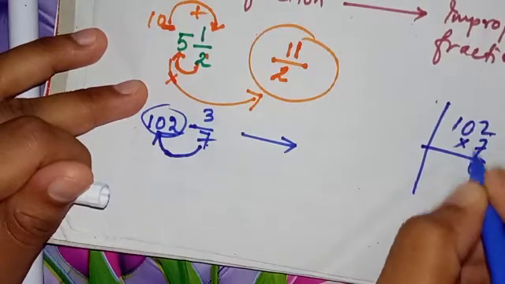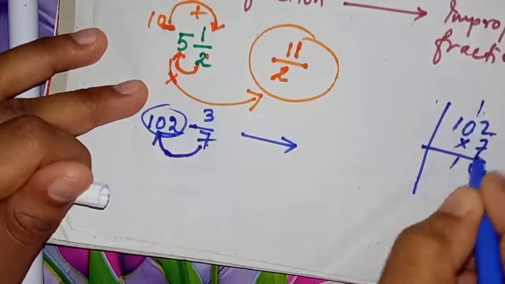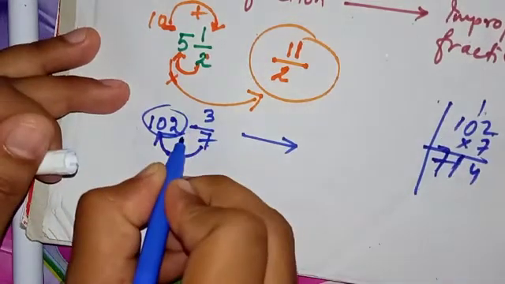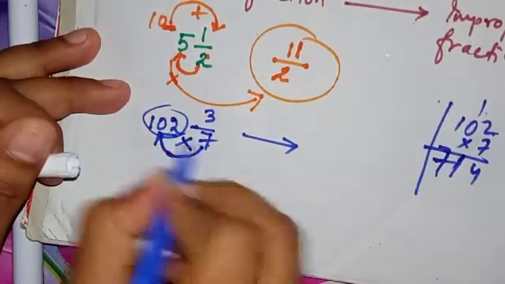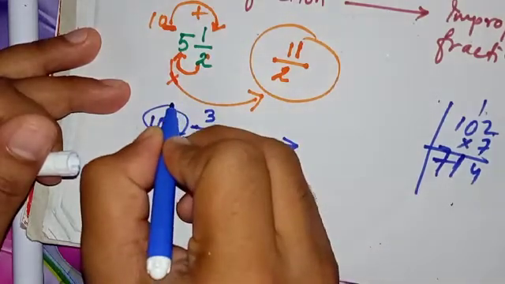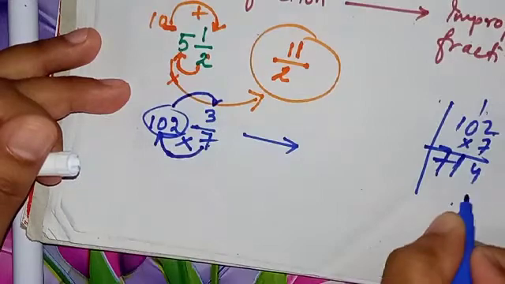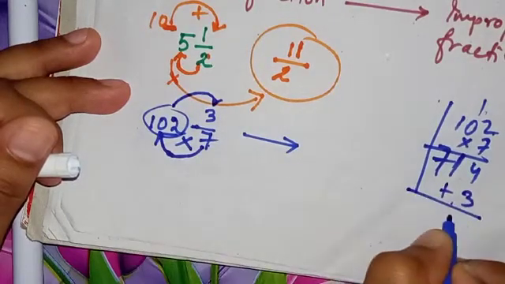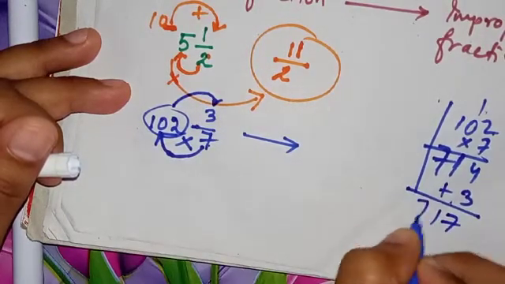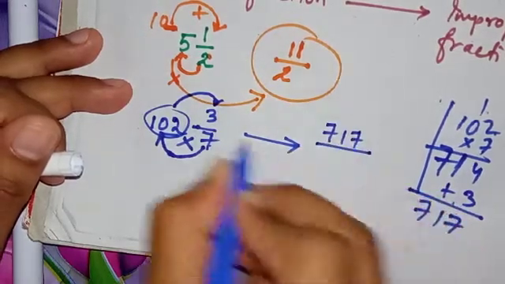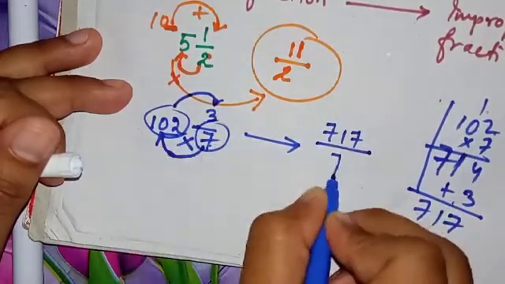7 2s are 14, carry 1, 7 1s are 7. So we got 714. So after multiplying these two numbers, we got 714. Now you will add that result to this numerator. So add this result to the numerator, you are going to get 717. So 717 will be in the numerator and 7 will be in the denominator.